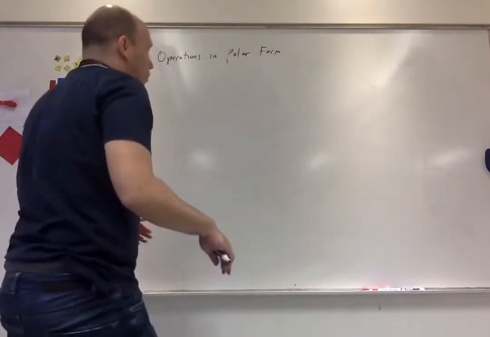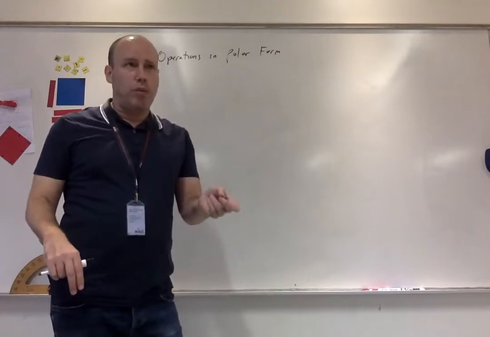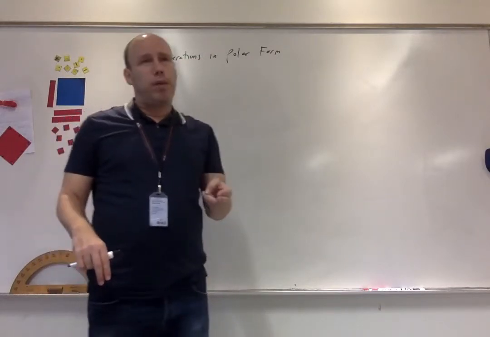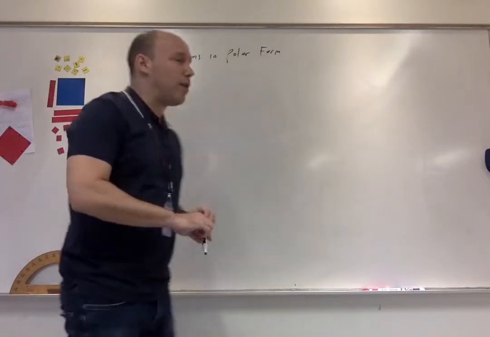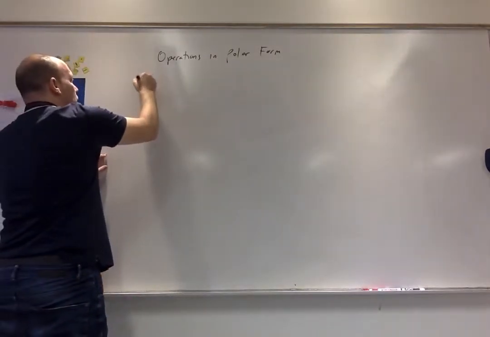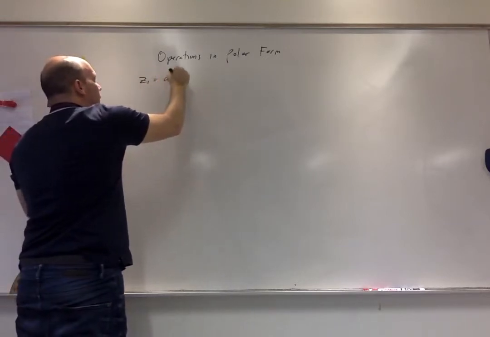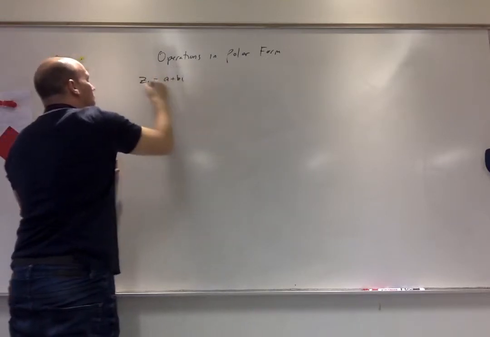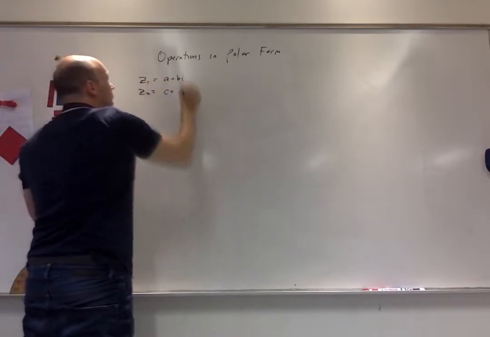So let's start off. Remember, the idea is when you multiply complex numbers, it's like multiplying their modulus and adding their arguments. Let's just take a look at that. So we're going to start with the first number, z1. Let's call it a plus bi, and let's call z2 c plus di.